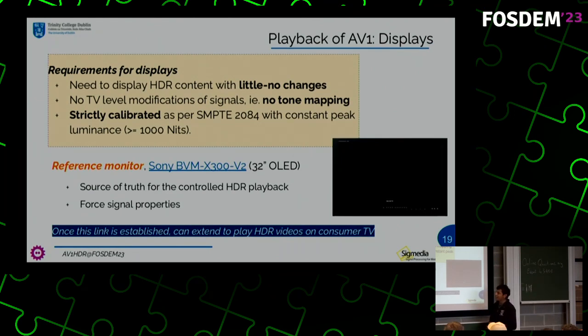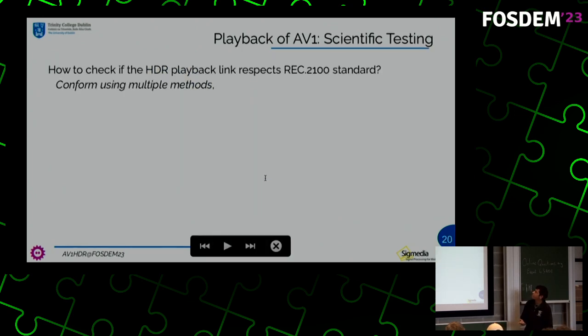The main idea with the reference monitor is that once we establish playback with HDR, we know that this is the source of truth, or ground truth, which we have. Once we do that, we can show that this is how it actually looks. Then we can extend to normal consumer displays which claim to have HDR support, right?